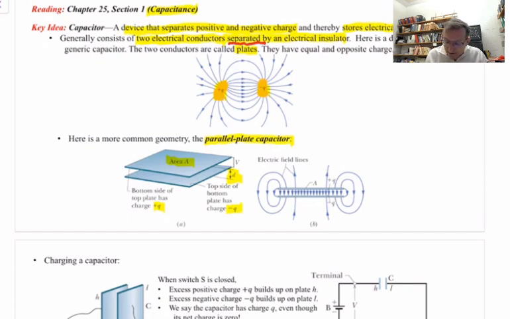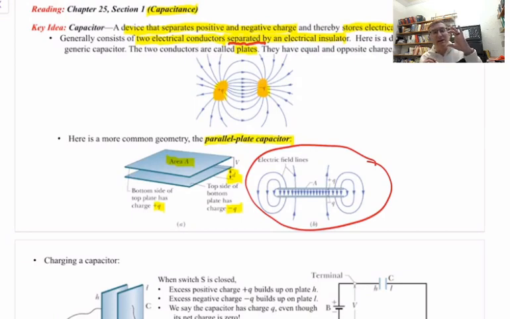Here on the right, we have the same structure, but in a side view, where the plates look like lines. The top plate has charge plus Q on its bottom side, and the bottom plate has charge minus Q on its top side, the sides that are facing each other. And we get a nice, strong electric field in the region between the plates, and that's represented by the blue arrows, and it's quite uniform in the region between the plates.